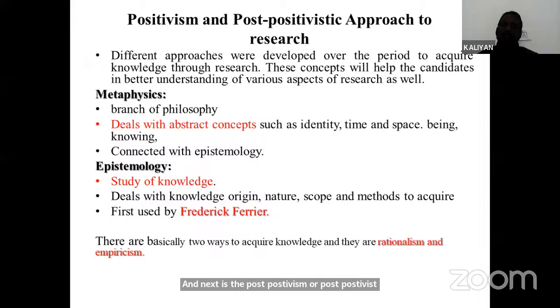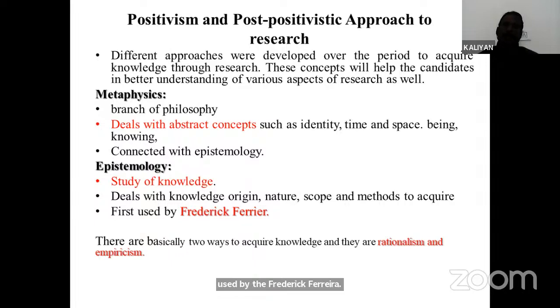Different approaches developed over time to acquire knowledge through research. The main ones are metaphysics and epistemology. Metaphysics is a branch of philosophy. It deals with abstract concepts such as identity, time, and space, being, knowing. It is connected with epistemology. And epistemology is the study of knowledge. So study of knowledge means how we acquire or how we know that thing. It is the study of the question of how, that is called the study of epistemology. It deals with the origin, nature, scope, and methods of acquiring knowledge. Epistemology was first used by Frederick Ferrier.